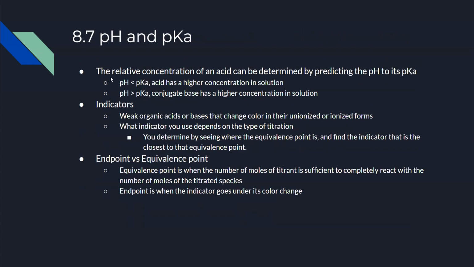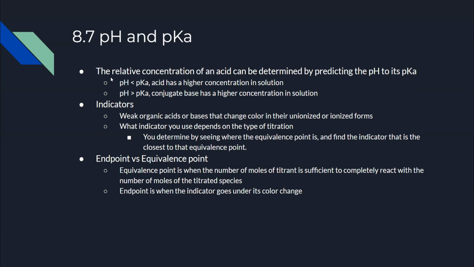8.7, pH and pKa. The relative concentration of an acid can be determined by comparing the pH to its pKa. If the pH is less than the pKa, the acid has a higher concentration in the solution. If the pH is greater than the pKa, the conjugate base has a higher concentration in solution. Indicators are weak organic acids or bases that change color in their unionized or ionized forms. What indicator you use depends on the type of titration. You can determine it by seeing where the equivalence point is and finding the indicator that is closest to that equivalence point.